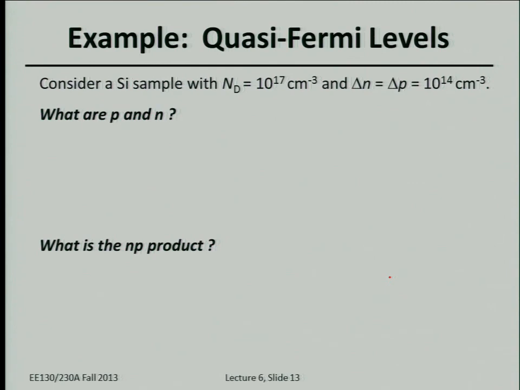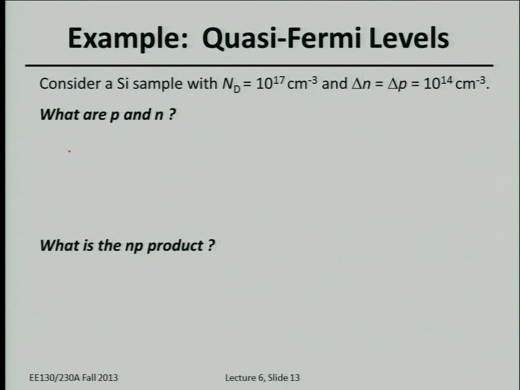So let's say we have a doped sample. It's N-type and doped 10 to the 17 per centimeter cubed. And somehow let's say we shine light on it, and we get excess carrier concentrations of 10 to the 14 per centimeter cubed. Remember, we're generating electron-hole pairs in equal amounts, right? Equal electrons and holes. So the excess carrier concentrations are 10 to the 14 per centimeter cubed.